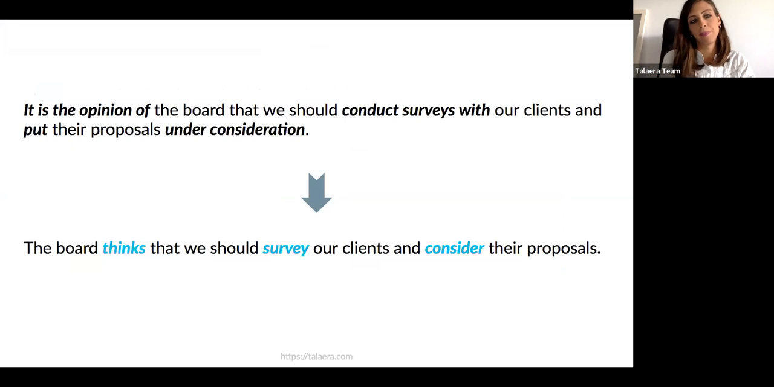For example, "It is the opinion of the board that we should conduct surveys with our clients and put their proposals under consideration." I have to read this twice because it's long, it's not so easy to read, and it's just adding lots of words where you could just say it in one line. "The board thinks that we should survey our clients and consider their proposals."